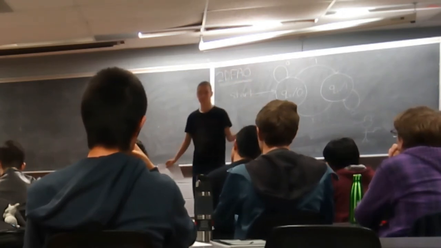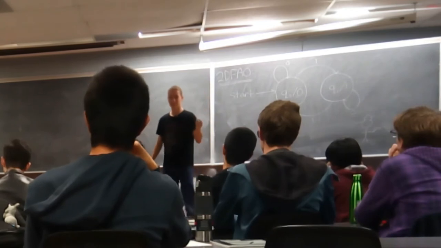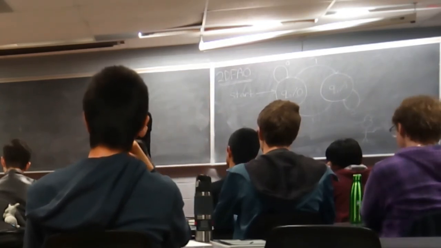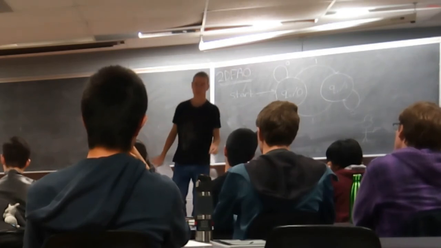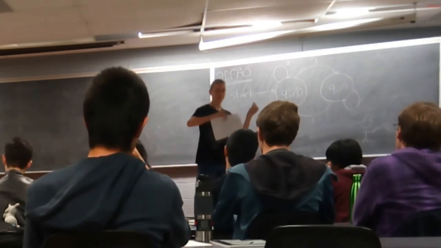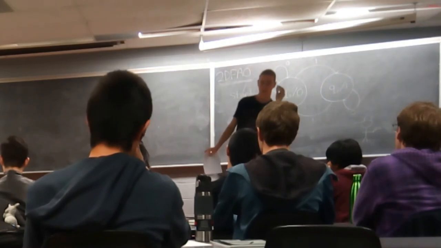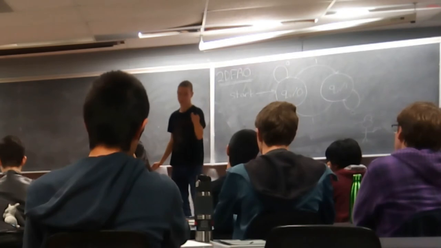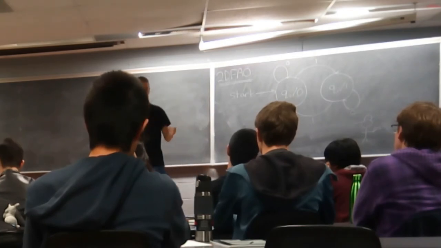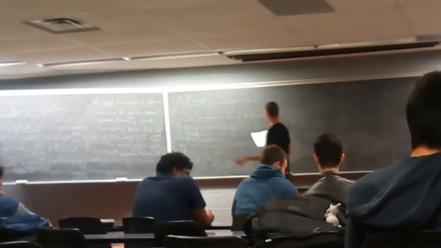An input can either be accepted or rejected, and it's accepted if, after reading through your input, you land on something called an accepted state. We define a set of accepted states within the DFA, and if you land on one of those, you're good. Your input's accepted. If you land on something other than one of those, that's a rejected state, and your input's no good. Okay? Now let's do this formally.